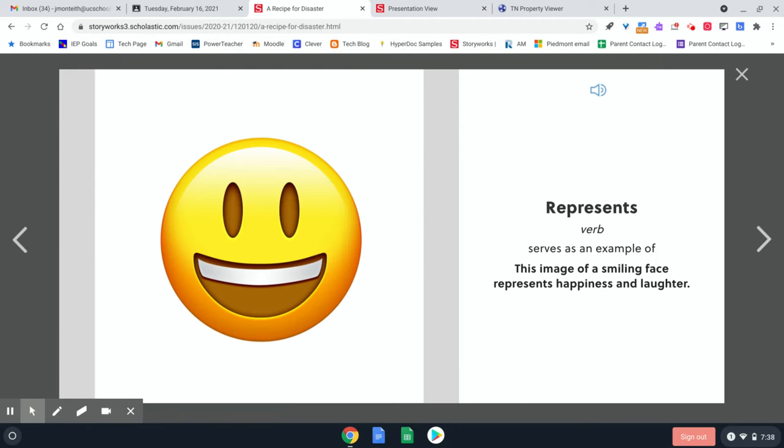Okay, the next one is represents. So a smiley face represents what? It represents that you're happy. If you're smiling, that usually represents that you're happy. That serves as an example of you being happy.